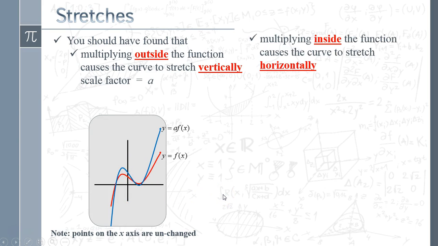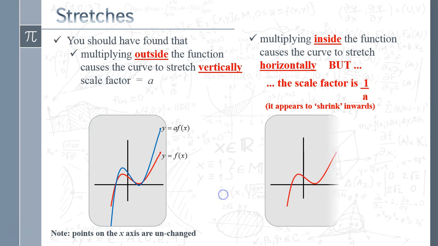And by multiplying inside the function, it's going to cause a horizontal stretch, but again, the horizontal ones are the weird ones. What actually happens is the scale factor is 1 over a. So for example, if I had y equals f of 2x, that would be a stretch of scale factor a half, 1 over 2. Hopefully you had a look at it, and the easiest way to see those is when you consider what happens with trig curves, if you've had a play around with those.